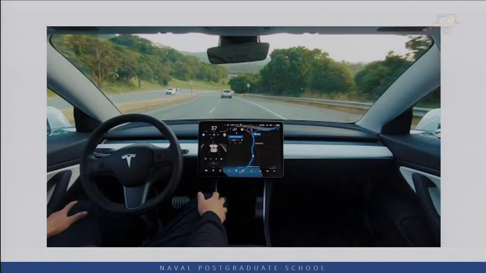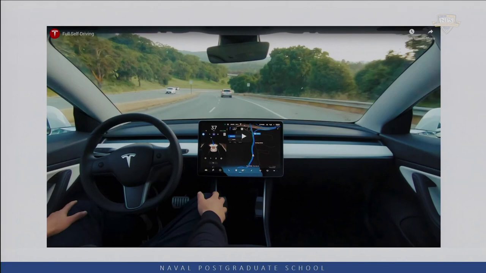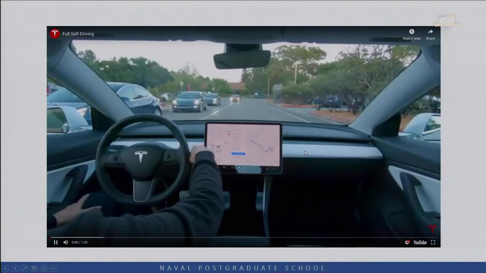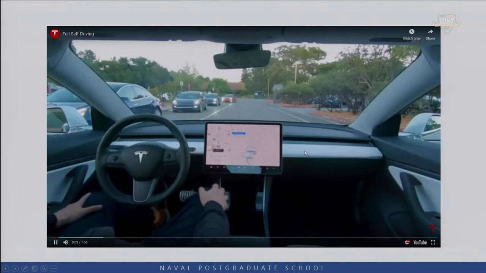All right. Let's see if this one works. This one doesn't really have sound, so it should be okay. She's going to drive really fast.